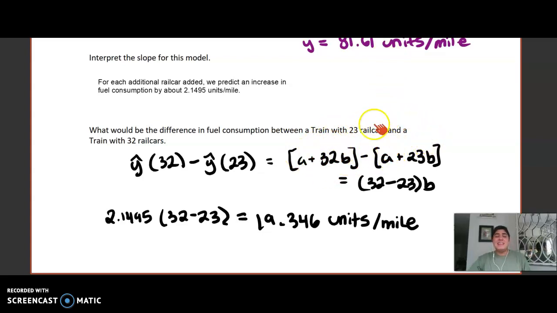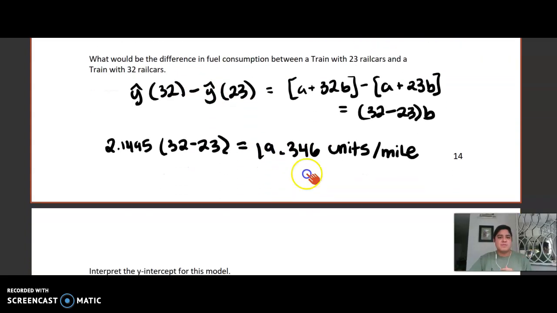a minus a, the intercepts are going to cancel out. So I'm just looking at the change between 32 and 23, which, lo and behold, slope accounts for, that constant proportional change between the units. So I can just find the slope or the rate of change between those two points, which will give me 19.346. Or if you don't believe me, go ahead and substitute these values in and take the difference, and you should get about the same answer.